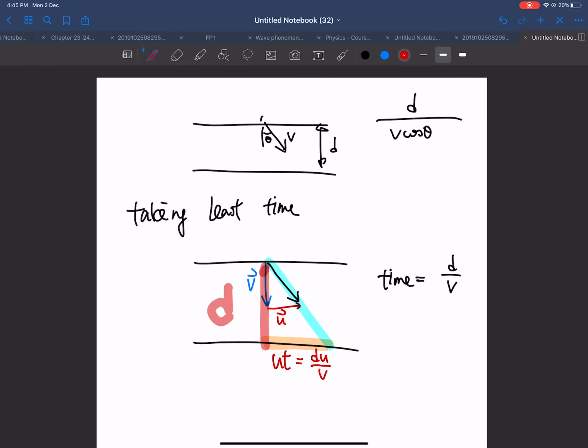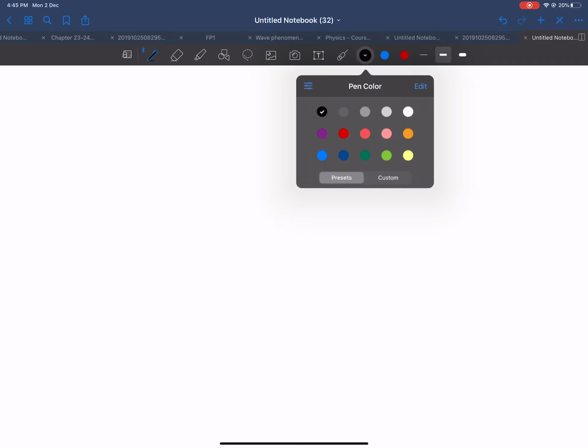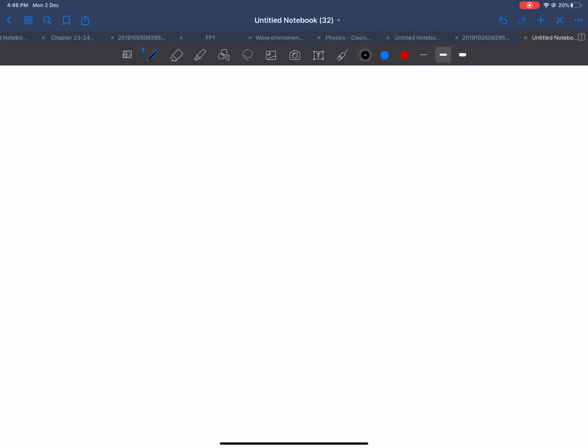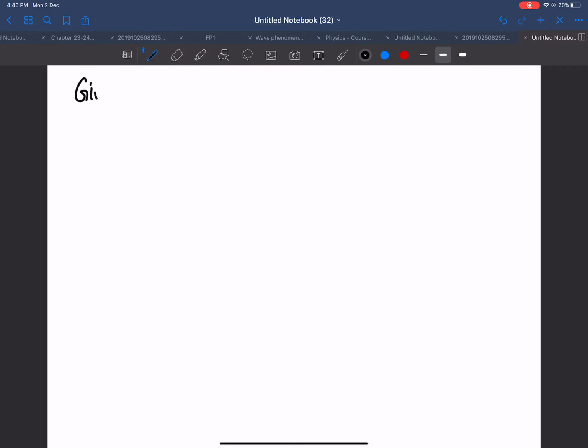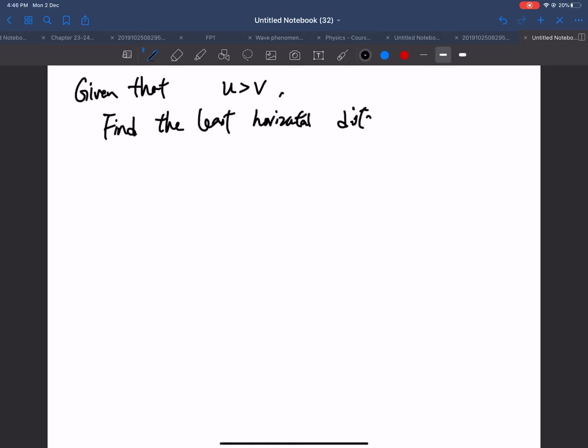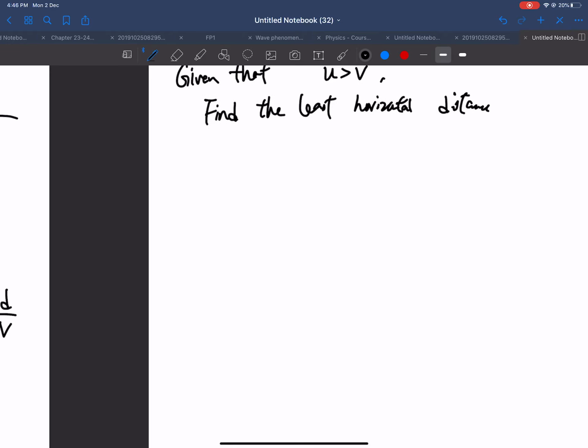But let's talk about that case. So, this one, listen carefully. This one is very, very difficult. Now, given that the water speed is greater than the ship speed, u is greater than v. Find the least horizontal displacement. Do you know what is meant by horizontal distance? Yes, that's the distance along the river.